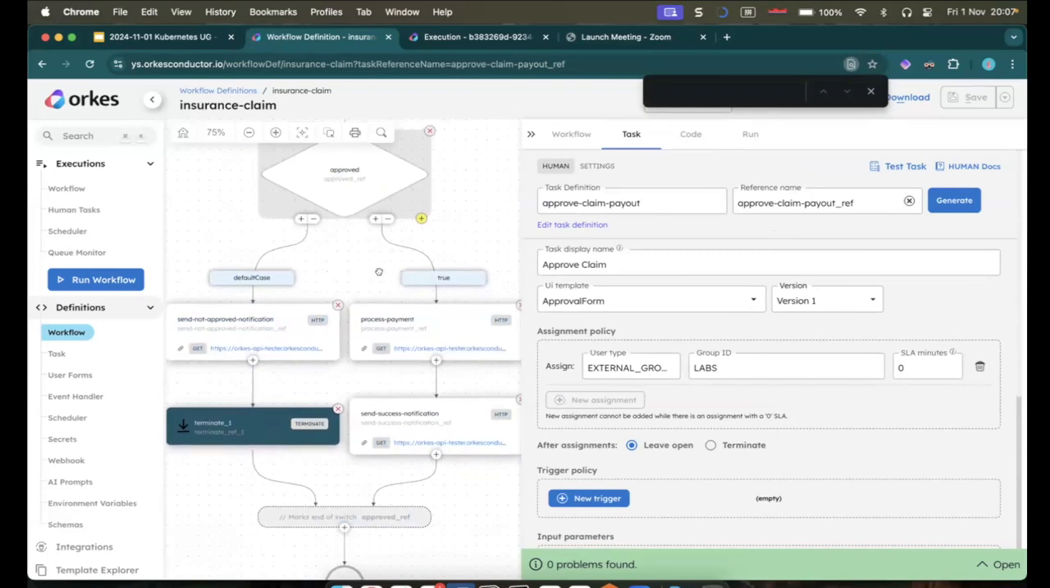So if you think about this being run as the central process, all of your engineers would just be focused on building the individual microservices that perform the granular steps that are important to your business. So things like managing policies, making payments, sending notifications, whatever it is, right?